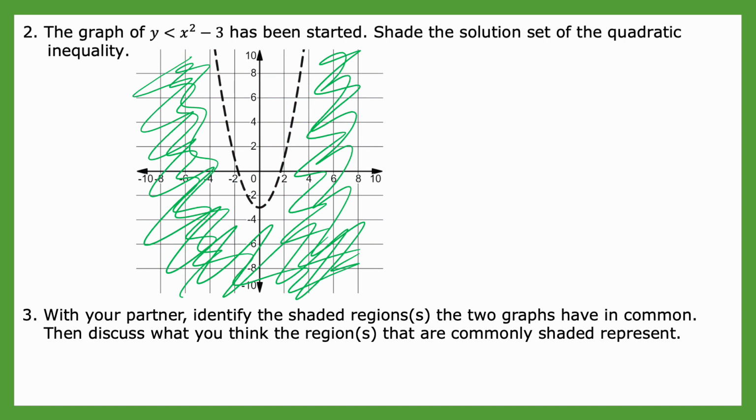Okay, with your partner, identify the shaded regions the two graphs have in common, then discuss what you think the regions that are commonly shaded represent. So the shading for our linear function and where the shading of our parabola, where those are going to overlap, is going to be the solution to our system. You don't have a spot to write that on your paper, though.